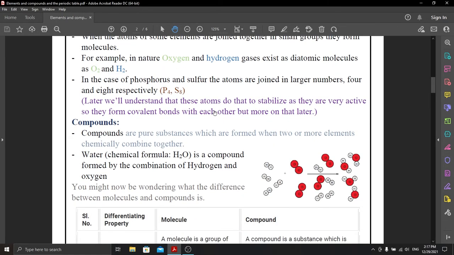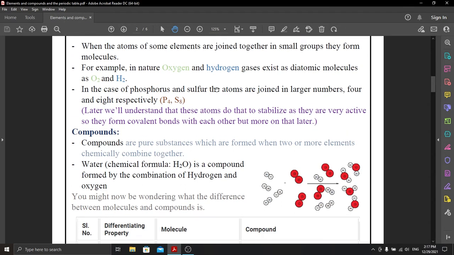In the case of phosphorus and sulfur, for example, the atoms are joined in larger numbers, 4 and 8 respectively. So we have P4 and S8. Later we'll understand why these atoms do that. They exist as 4 atoms or 8 atoms to stabilize, as they are very active. So they form covalent bonds with each other to make them more stable. We'll talk about that later.